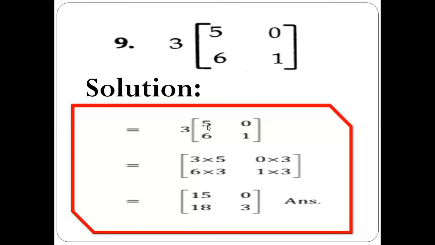3 multiply by 5, 3 multiply by 6, 3 multiply by 0, and 3 multiply by 1. Then you will get 3 5s are 15, 6 3s are 18, 0 3s are 0, and 1 3s are 3. Okay, there is no need to check any possibility because here you are not multiplying two matrices. Here you are multiplying a matrix by a number.